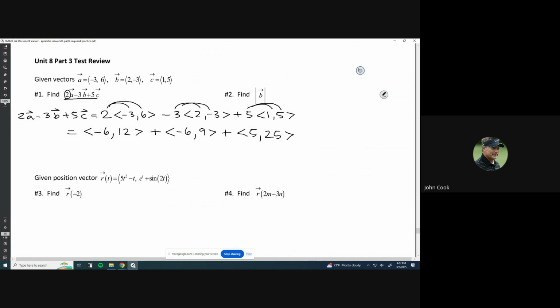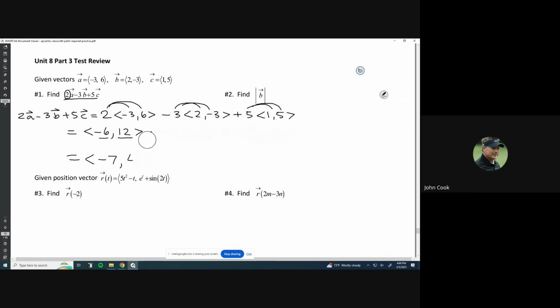Okay, now we add up all of the x components. That's all the first terms. So negative 6, and positive 5. That makes a negative 7 overall. 12 and 9 is 21. 21 and 25 makes 46. So negative 7, 46. That's what we end up with.